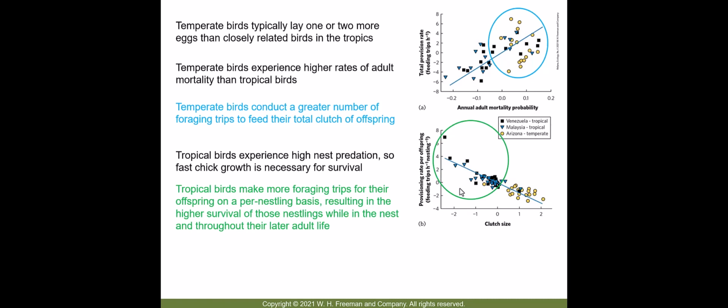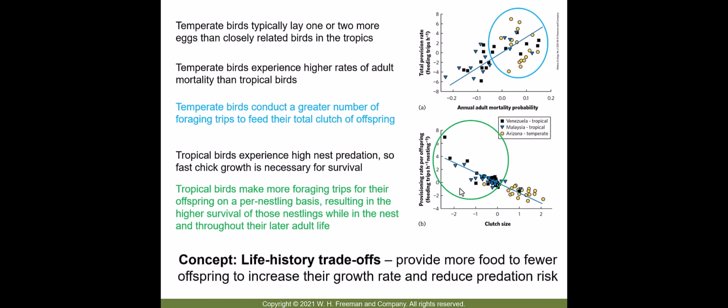This also means that they will have higher survival as nestlings because they aren't experiencing this predation, and they also will have higher survival later in life. So once again, we're looking at the concept of life history trade-offs. In some species, it may be more appropriate and more selectively favored for parents to provide more food to fewer offspring to increase their growth rate and then reduce their predation risk. And that's what we're seeing in the tropical bird species compared to the temperate bird species.